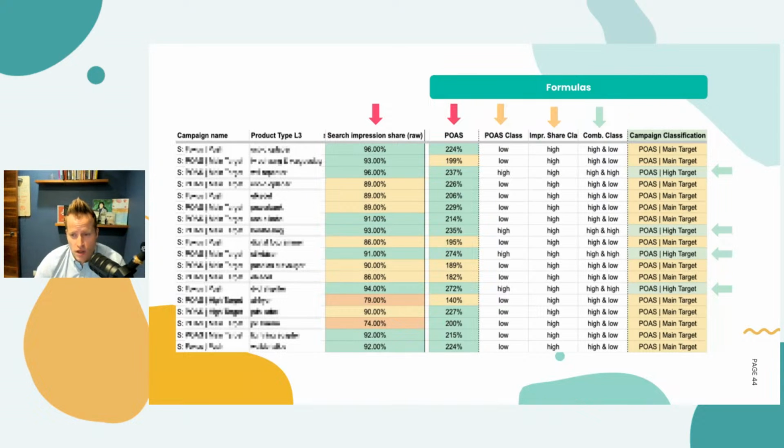ChatGPT can help you do this. We simply say, should this go into the high target campaign or the main target campaign? Because if we're at 96% impression share in the top one and a 237% POAS, there is no need for us to push harder. But we want to push harder if we have a low impression share and a good POAS. So that's the way this is structured, and it's worked really well to push more volume in terms of profit.